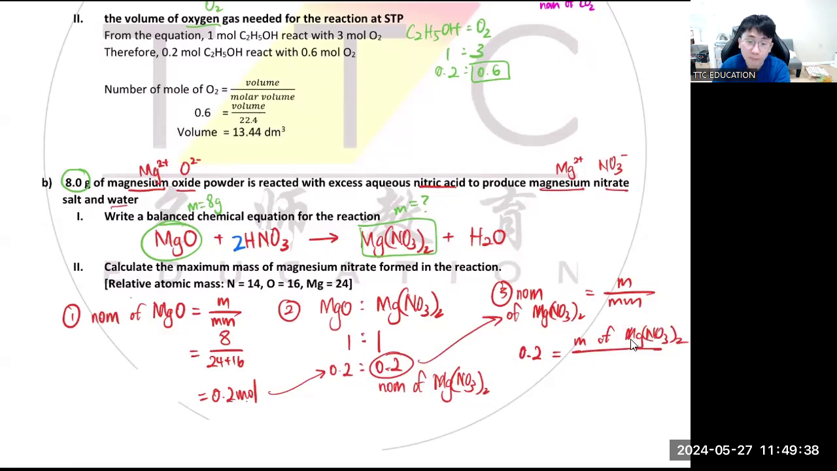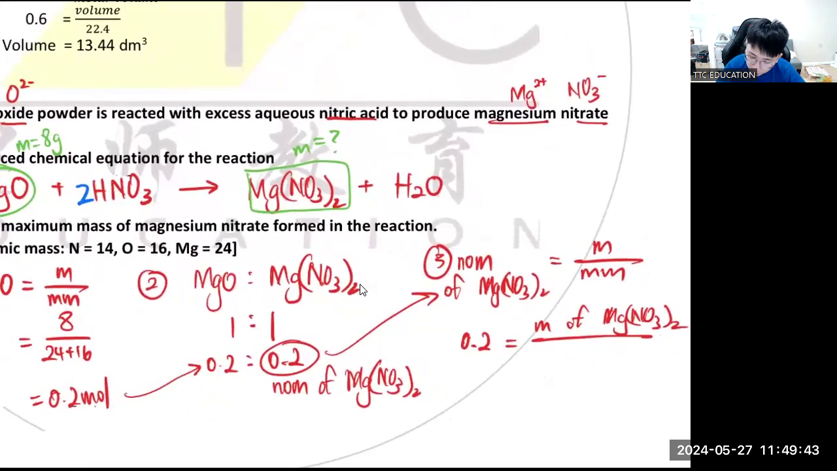You're going to total up magnesium nitrate yourself. Okay, so what you're going to do? Do the calculation. Magnesium is 24, NO3 bracket 2. N is 14, O3, 16 times 3. Okay, and then this whole thing times 2. Okay, because it's Mg and NO3, the whole thing times 2.